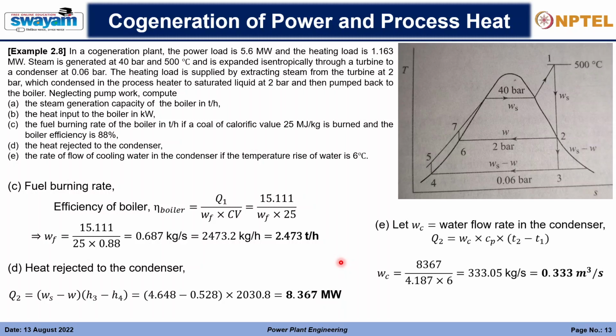Then we are asked to find the rate of flow of cooling water in the condenser if the temperature rises 6 degrees. So this is fixed, the temperature difference would be 6 degrees Celsius. Let us consider WC, the water flow rate in the condenser, times the specific heat capacity of water, and T2 minus T1. This T2 minus T1 is 6 degrees Celsius, that is given. Q2 is the heat rejected to the condenser that we got. If we put these values, we will get 0.333 meter cube per second. So this amount of water should be supplied to cool down the condenser.